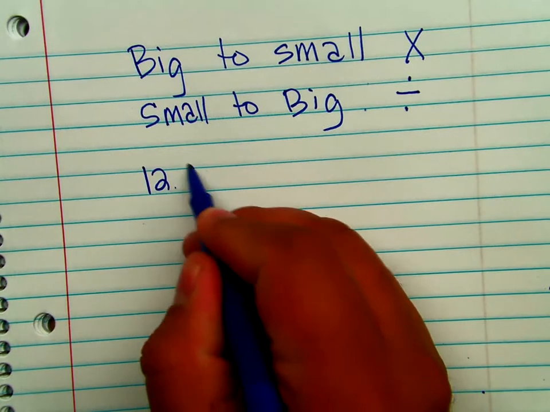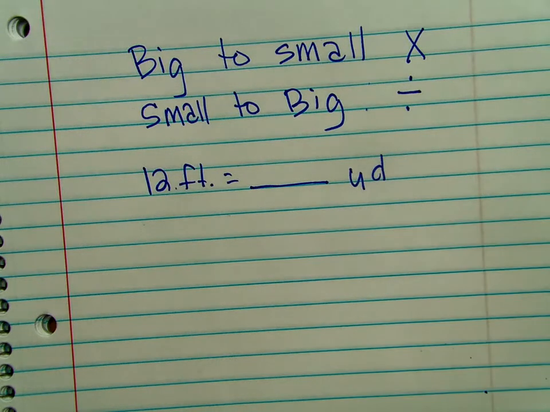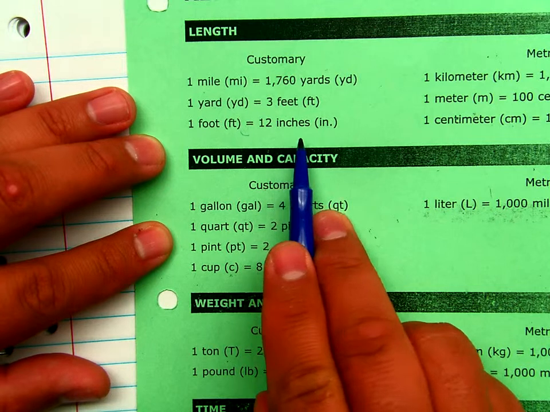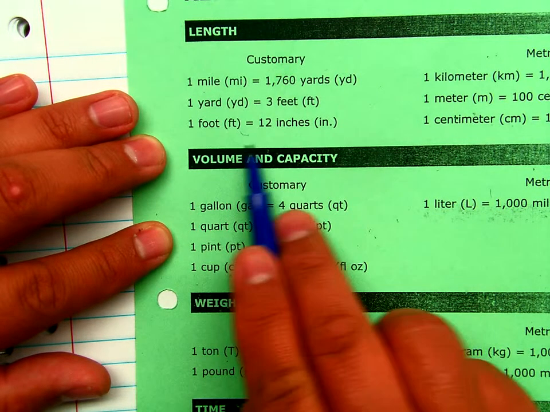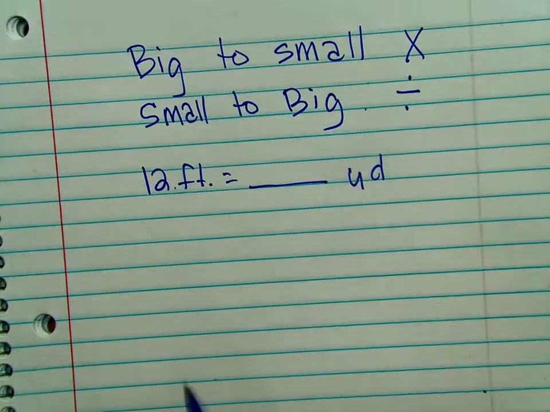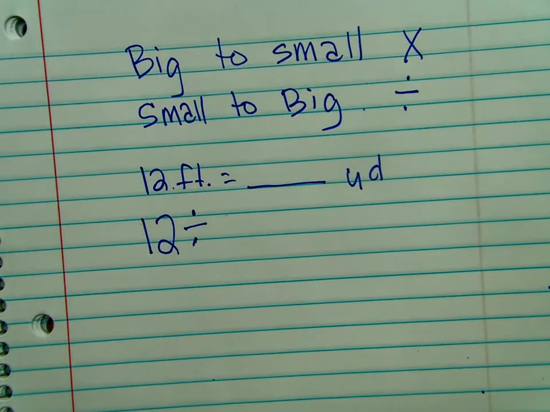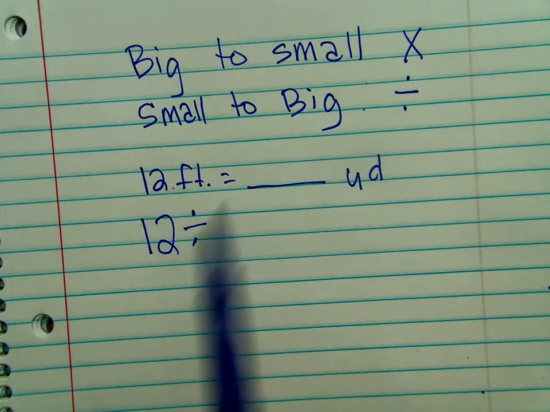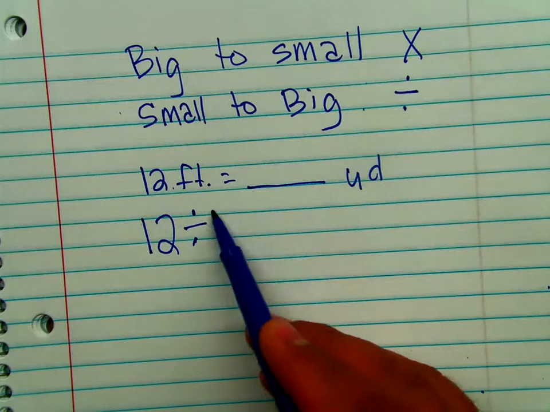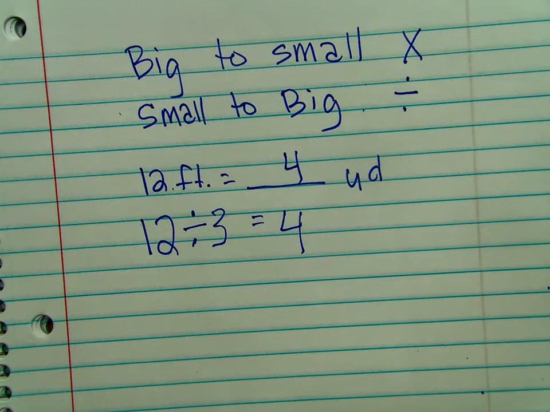12 feet is equal to how many yards? Okay, so I can check my chart, and I know that inches start at the bottom, that's the smallest. Inches to feet, feet to yards, yards to miles. Well, I'm going feet to yards, so smaller to bigger. So I'm going small to big, that means I'm going to divide. The number I have that they've given me is 12 feet, so I'm going to bring that down. And the number I divide by is actually how many feet are in a yard, which it says 3 feet. So I'm going to be dividing by 3. 12 divided by 3 is 4. So 12 feet is equal to 4 yards.